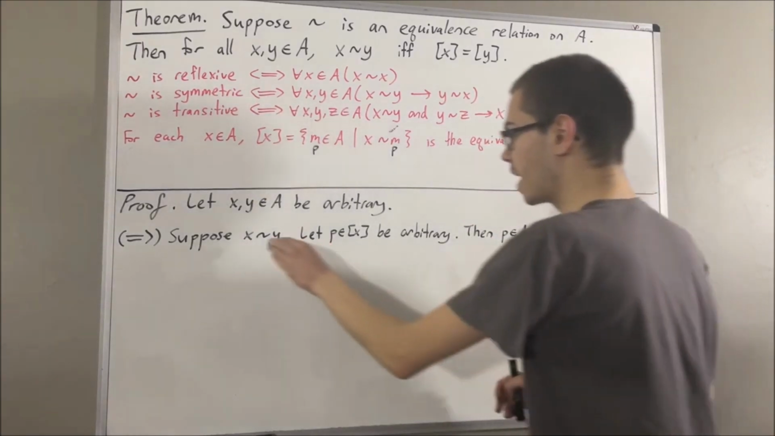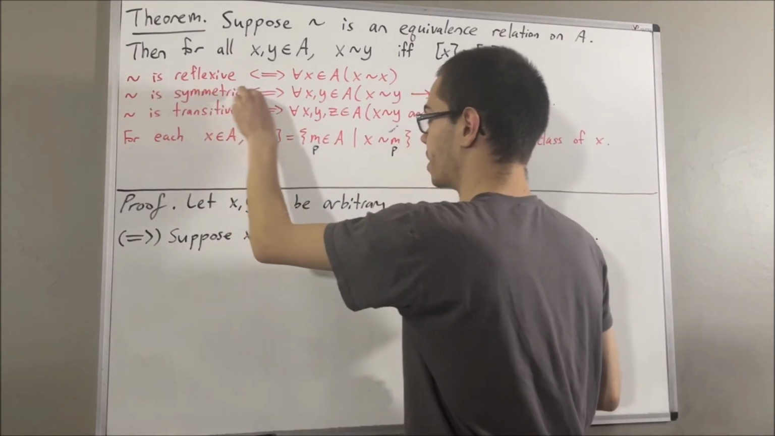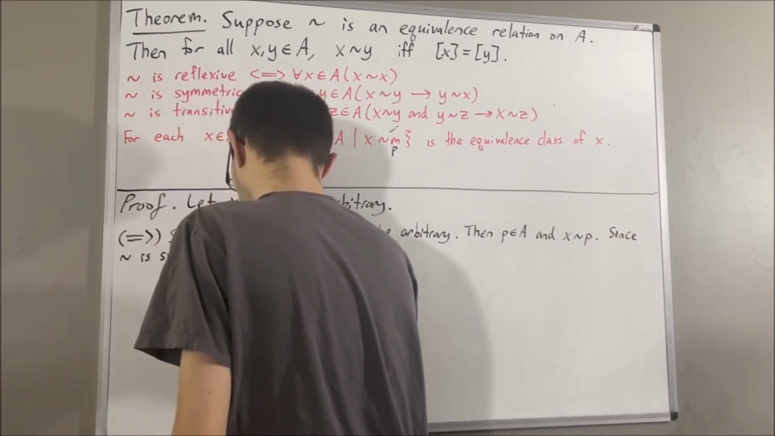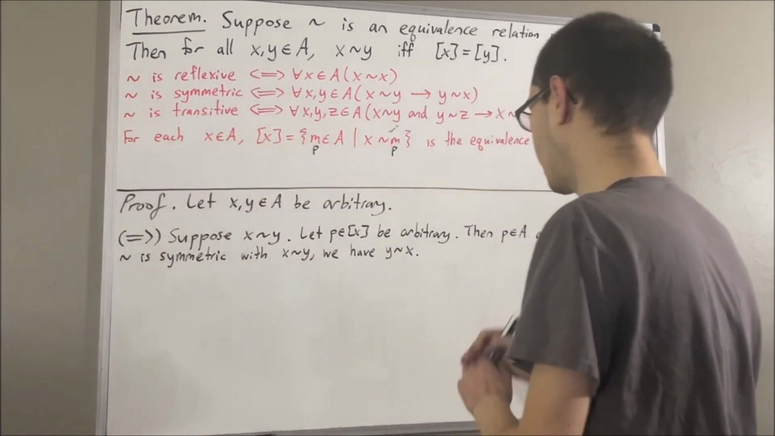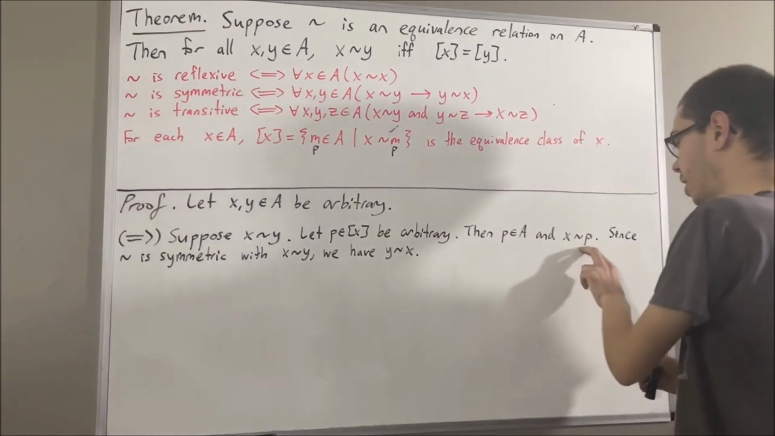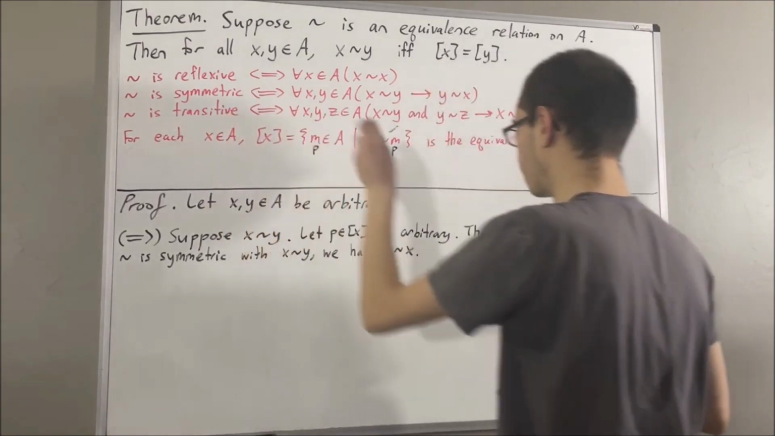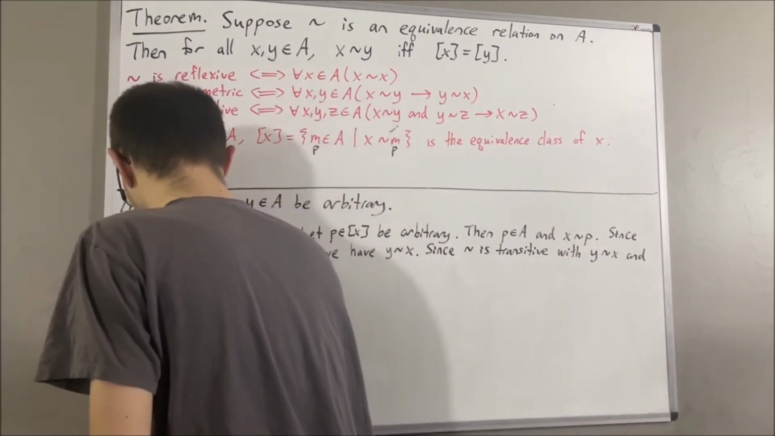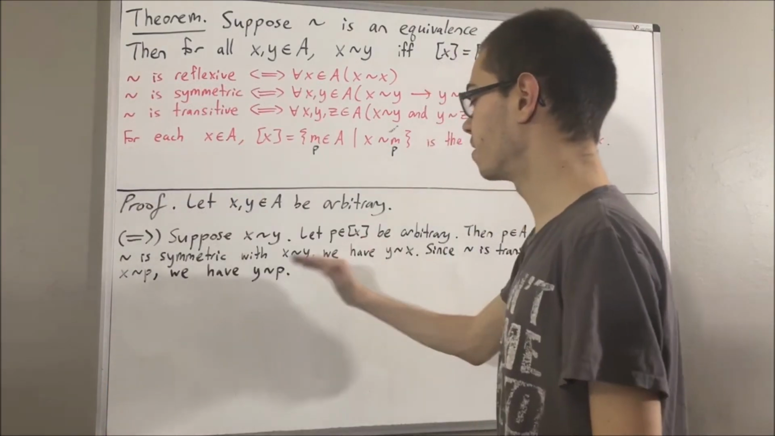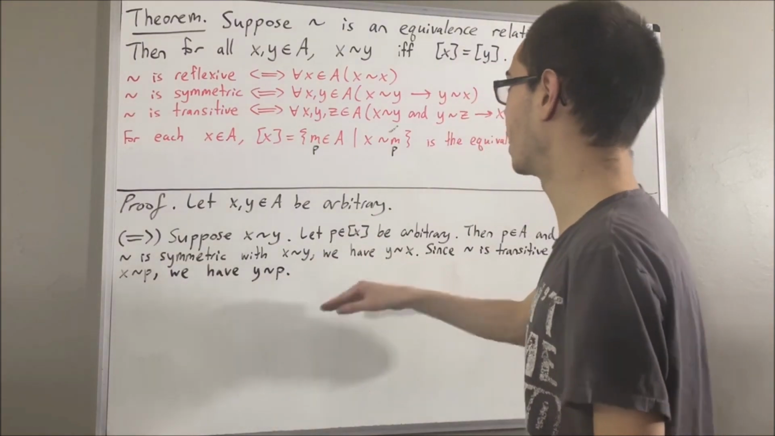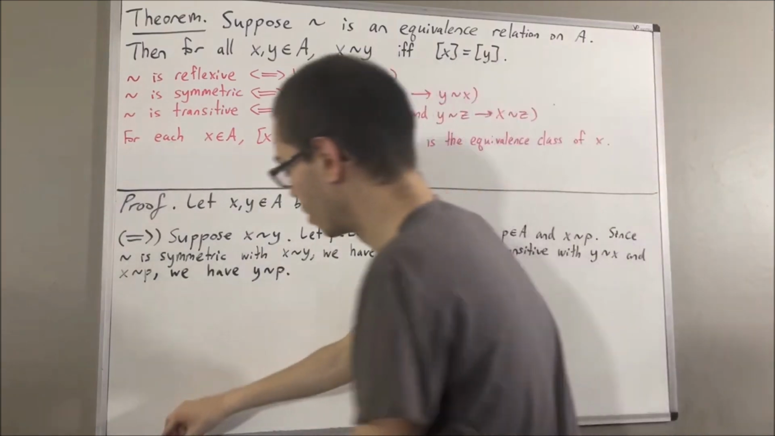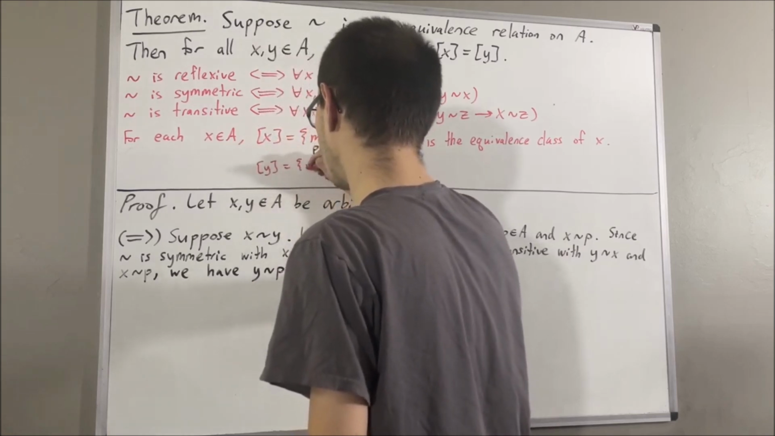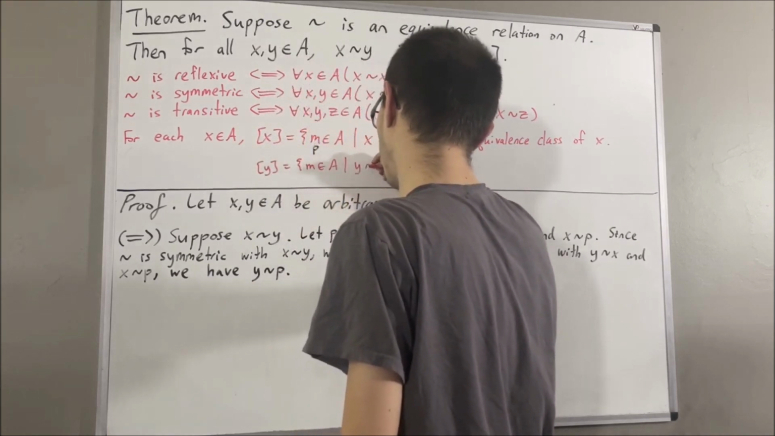Now, since x is related to y, then using the fact that tilde is symmetric, this implies y is related to x. And since y is related to x and x is related to p, then using the fact that tilde is transitive, that implies y is related to p. And this tells us that p satisfies all the requirements to be an element of the equivalence class of y. Because if we substitute x for y, then the equivalence class of y is the set of elements m in A such that y is related to m.